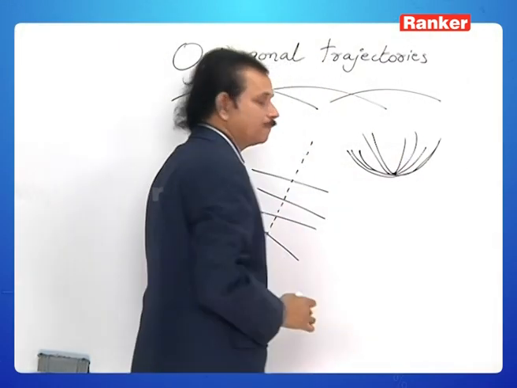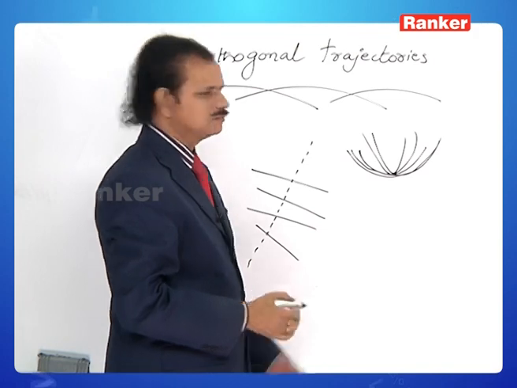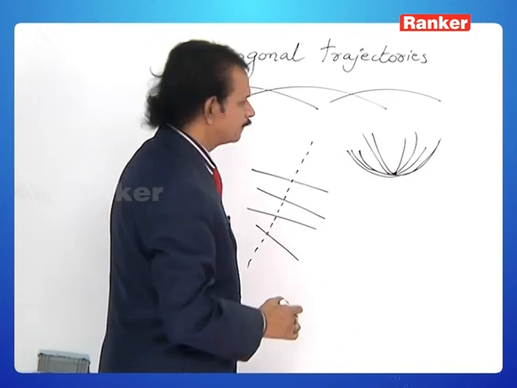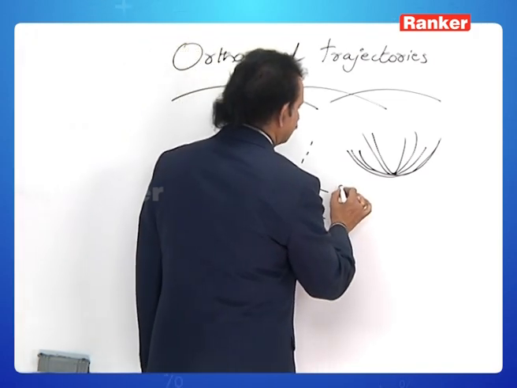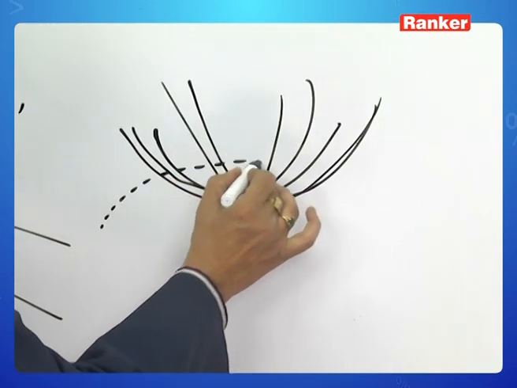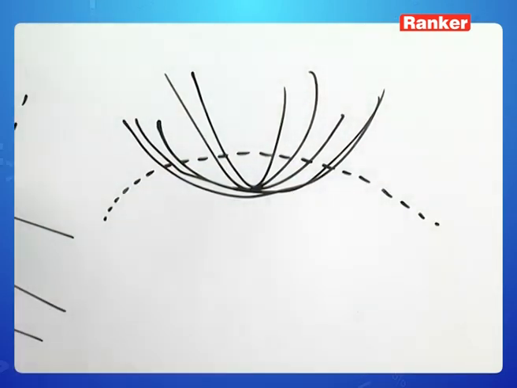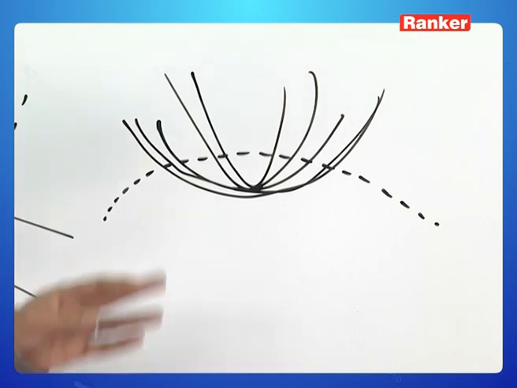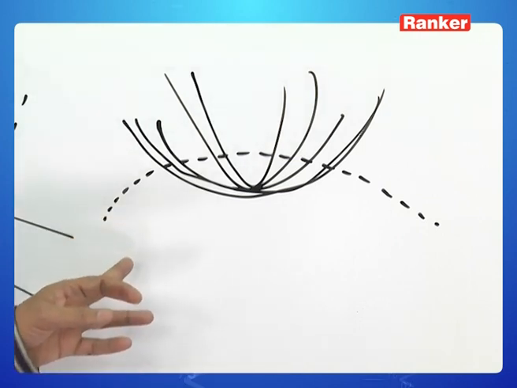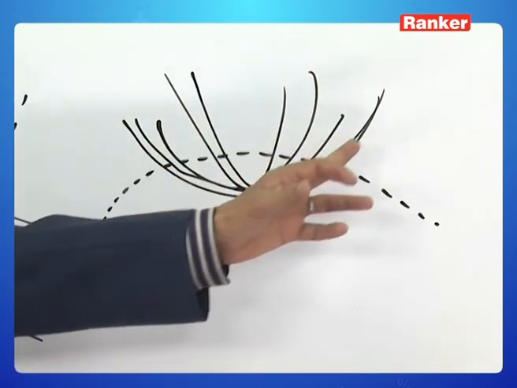What are all these? Parabolas are a family of curves. You observe this curve. This is a curve which intersects every member of this family, isn't it?